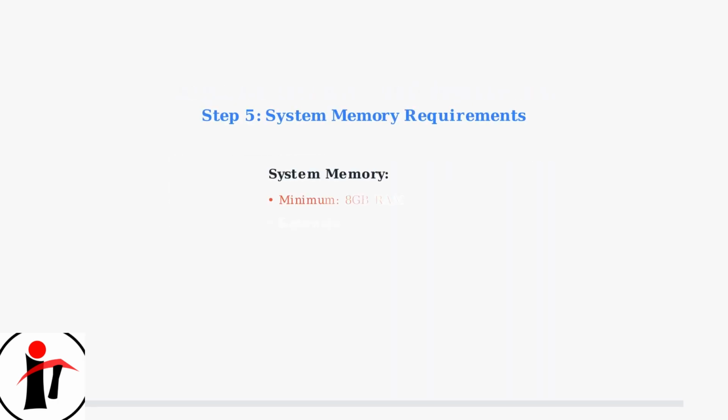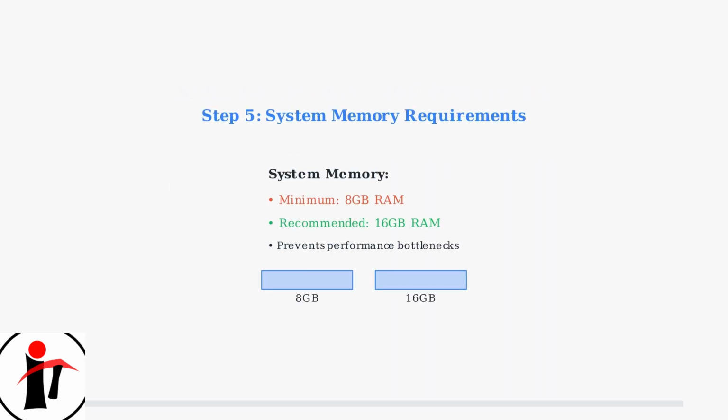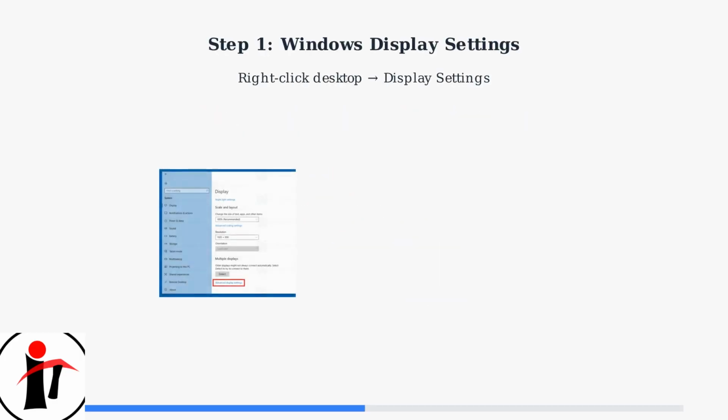Ensure your system has adequate memory. While 8 GB RAM is the minimum requirement, 16 GB is recommended to avoid performance bottlenecks when running games at 120 Hz. With your hardware compatibility verified and proper connections established, you're ready to configure your display settings for 120 Hz operation. Now we'll configure the display settings in Windows.